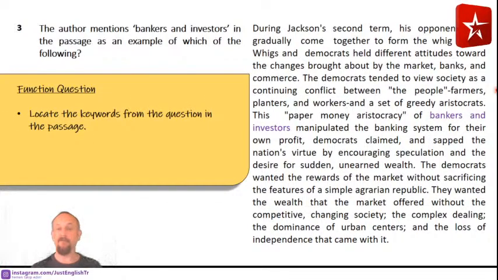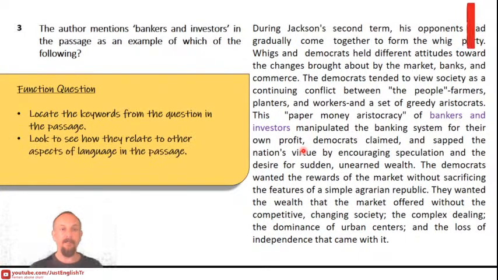We're going to locate those words in the passage, and here we have bankers and investors. So this paper money aristocracy of bankers and investors manipulated the banking system for their own profit. Democrats claimed and sapped the nation's virtue by encouraging speculation. Well, it's quite a long sentence, so we can restrict that information. And then we have to see how it relates to other aspects of the language. So there were bankers and investors. What did they do? They manipulated something slightly negative, the banking system for their own profit. They manipulated something for their own profit.